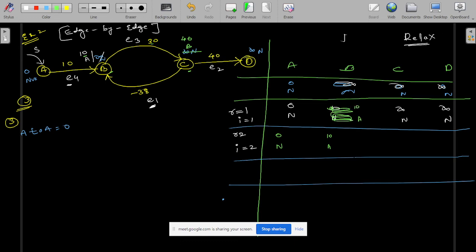Okay, 10A. Again come back to C. What is the C value? Here the C value changed, yes or not? 40. Who is giving this one? B.